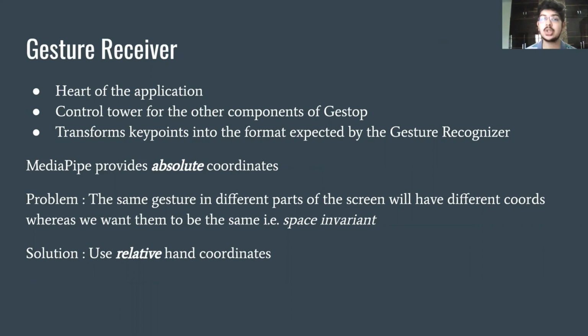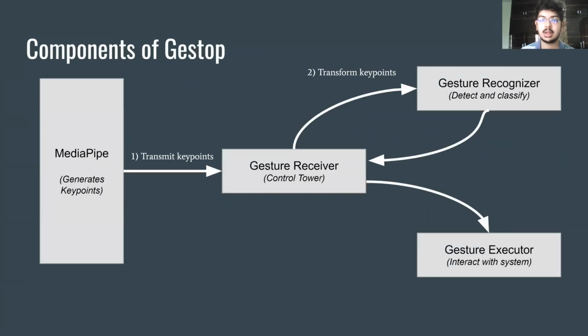Our solution is to use relative hand coordinates. This means that instead of passing the key point value directly, we subtract it with the value of the key point next to it, providing the relative distance between these two key points. And this is space invariant and independent of the position the hand is on the screen. Okay, so the gesture receiver transforms the key points and then sends them to the gesture recognizer.